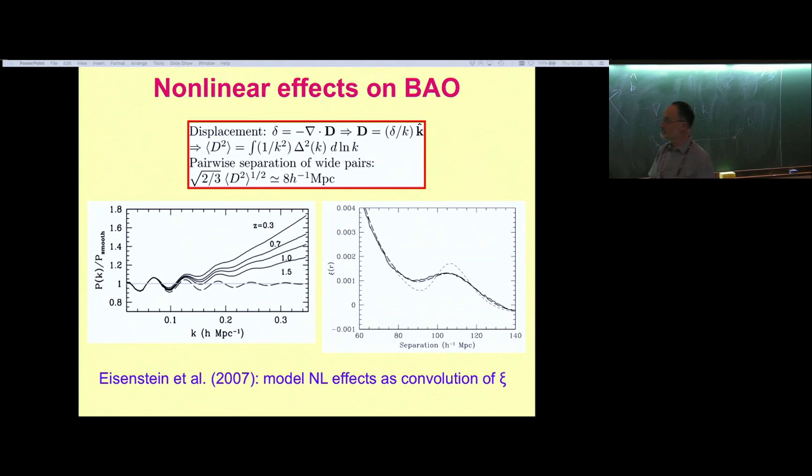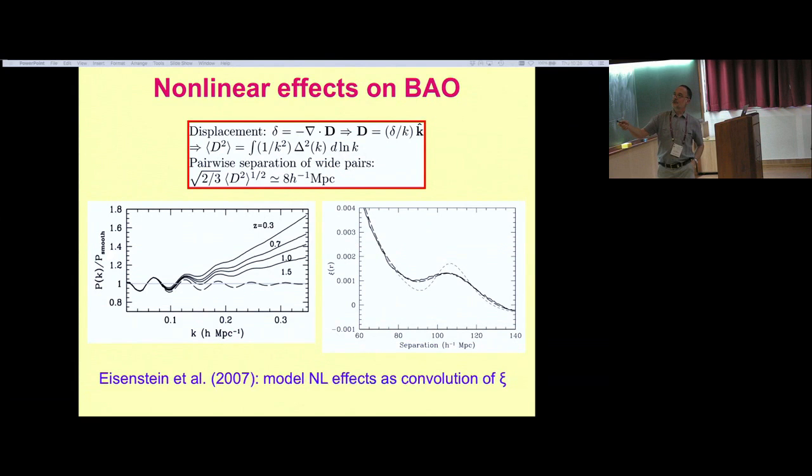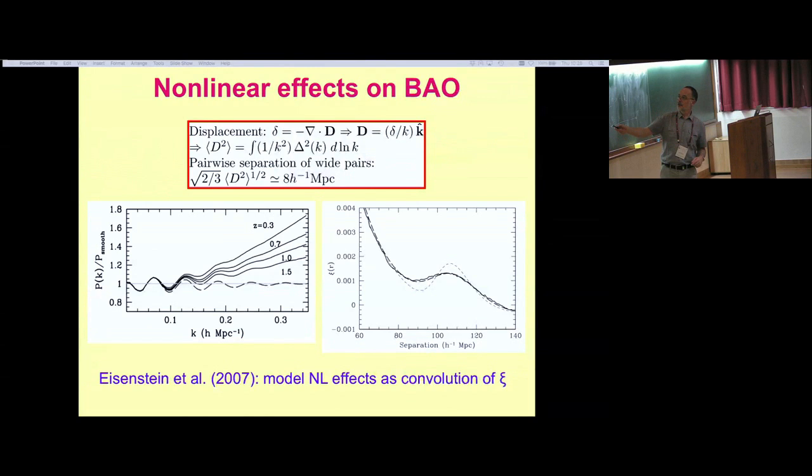So if you divide by root 3 to get the one-dimensional dispersion, and then multiply by root 2 to get the relative dispersion of a pair, you would come up with a conclusion that you're perturbing the ends of your 150 megaparsec ruler by about 8 megaparsecs. So you're just convolving this 150 ruler by something, a Gaussian, about 8 megaparsecs wide. And there's another line on here that does that, that with this projector you can't distinguish from the N-body data. So we have a good understanding of the impact of nonlinear evolution on the BAO scale.